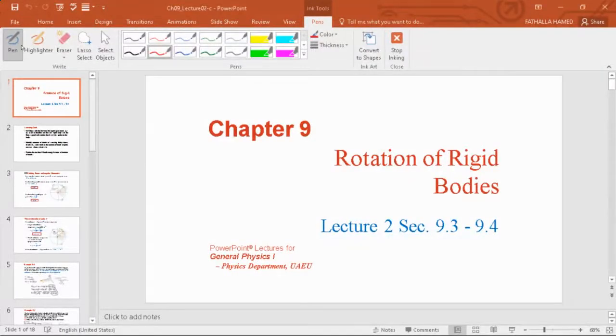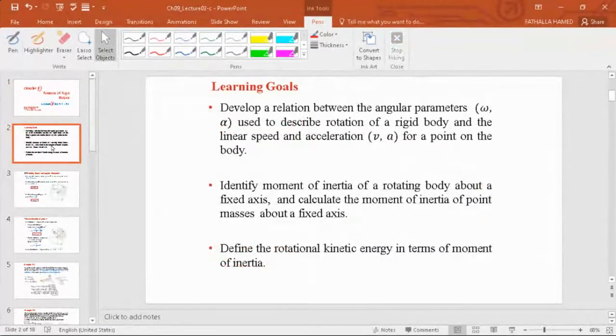Today, we're going to look at the second and final lecture of chapter number 9. And chapter number 9 talks about rotation of rigid bodies. The learning goals for today's lecture.